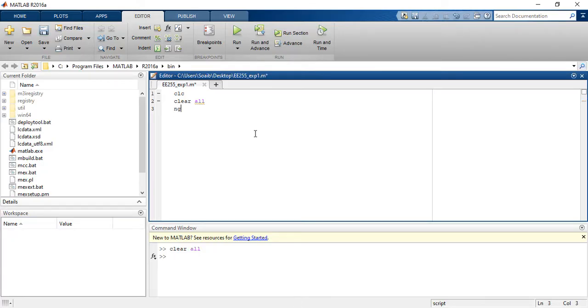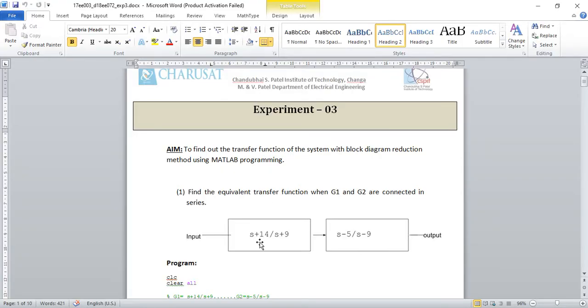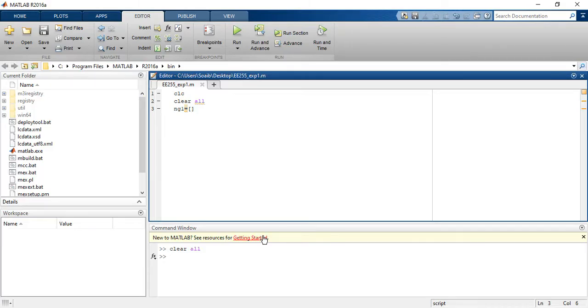I will take one variable named ng1, the numerator of g1. In square brackets I will write s plus 14. The coefficient of s is 1 and the constant is 14, so I will write 1 14. Then I write dg1, the denominator of g1, which is s plus 9. So I will write 1 9.